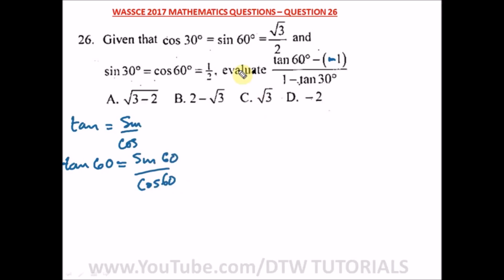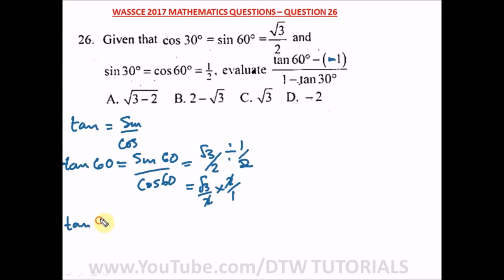And what is sine 60? Sine 60 here is root 3 over 2 divided by, and what is cos 60? Cos 60 is half, so divided by half. So when we invert this, we're going to get root 3 over 2 times 2 over 1. So tan 60 is root 3. All right, so let's keep that down.